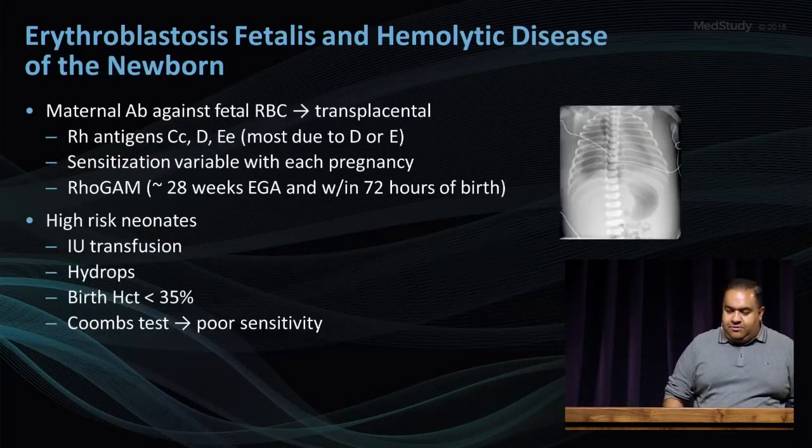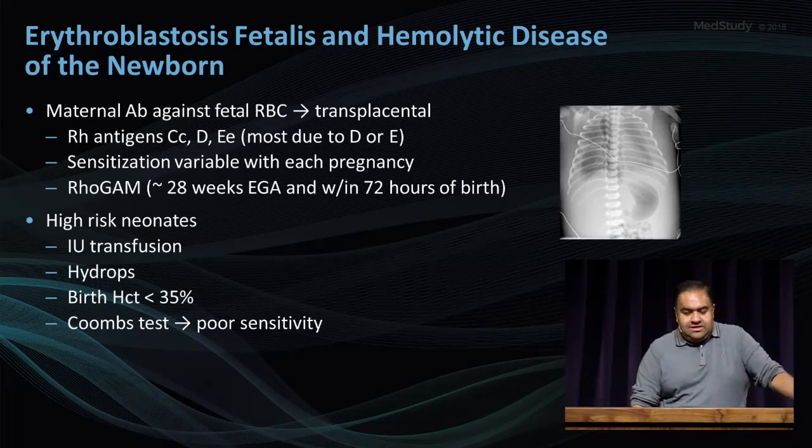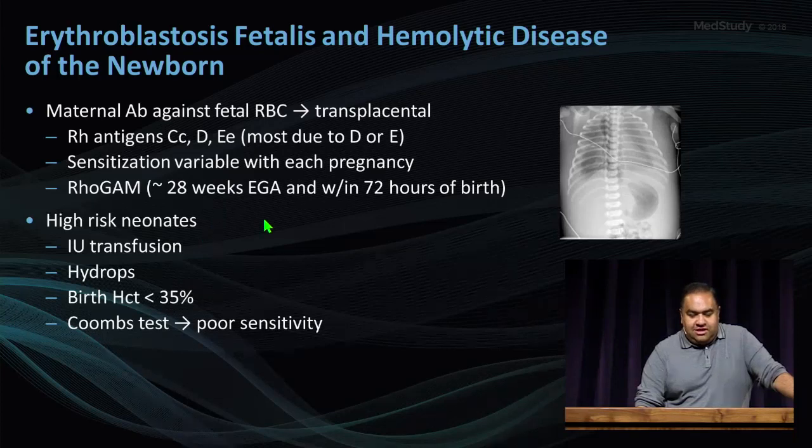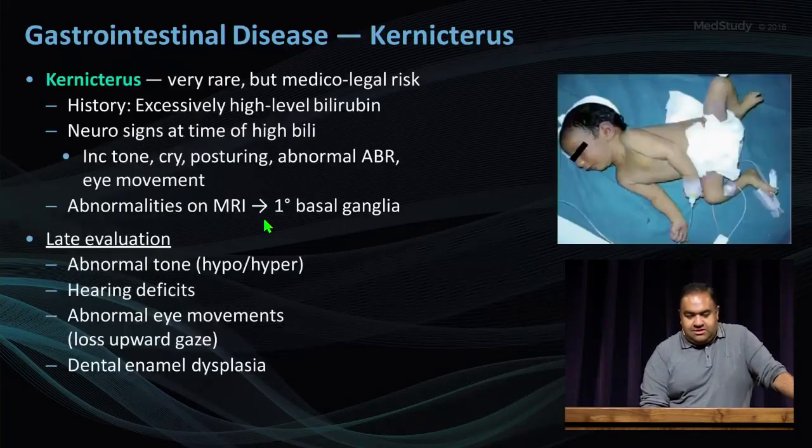Finally, erythroblastosis fetalis and hemolytic disease. This is looking at Rh antigens and the minor antigens. They can cause sensitization and are variable with each pregnancy. RhoGAM is given at 28 weeks gestation and within 72 hours of birth. High-risk neonates are those that have a transfusion, high drops, low hematocrit, or a positive Coombs test.